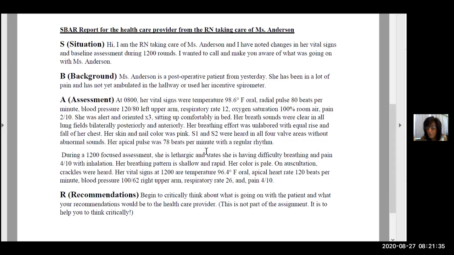So you're telling me at 0800, her vital signs were 98.6, radial pulse 80 beats per minute. Was it regular? Was it irregular? Why didn't you do an apical? Blood pressure 120 over 80, respiratory rate 12, oxygen saturation 100% on room air. How old is she? What is she allergic to? You're not giving me any background at all here.